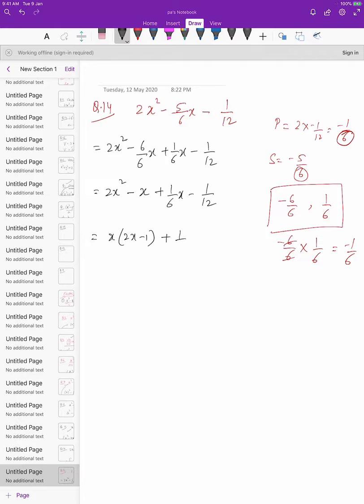see, out of 1 by 6 and 1 by 12, which number is smaller? Obviously 1 by 12. So I will take 1 by 12 common here, because 6 can always be written as 2 upon 12. So if I take 1 upon 12 common, I am left with 2x minus 1. So from this bracket and this bracket, I will take 2x minus 1 common and I am left with x plus 1 by 12 in the other bracket.